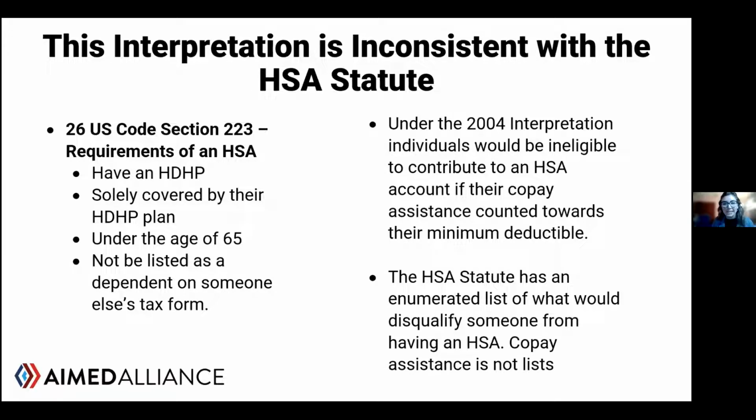So specifically looking at the inconsistency with the HSA statute. The HSA statute provides requirements for when someone is allowed to have an HSA account. So that requirement is having a high deductible health plan, solely being covered by that high deductible health plan, being under the age of 65, and not being listed as a dependent. The HSA statute does not say anything about copay assistance being used or being a disqualifier to having a health savings account or contributing to it. So this justification that the IRS notice would somehow inhibit copay assistance from counting towards the patient's cost sharing requirements is just not supported in the statute. Next slide, please.